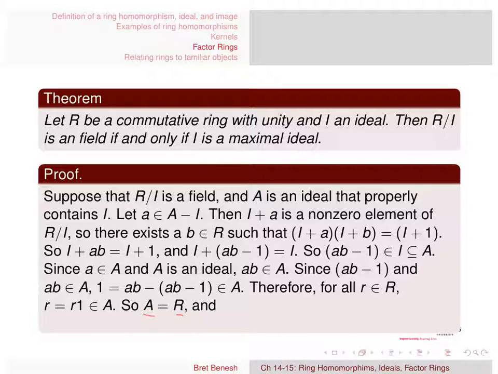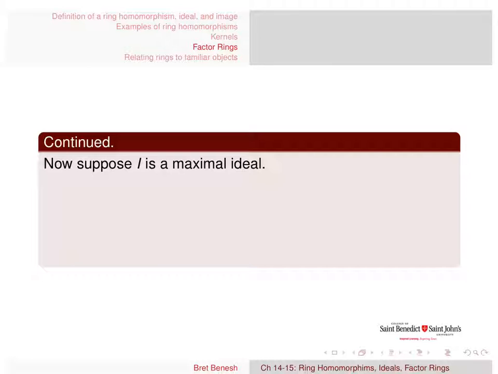A is an ideal that properly contains I, and it's guaranteed to be the whole ring. That's exactly what it means to be a maximal ideal. So I is maximal. So I've proved this direction: if you have a field, then I must have been maximal. Next, we'll prove the other direction. So I'm going to prove that R mod I is a field. That's what I need to prove.